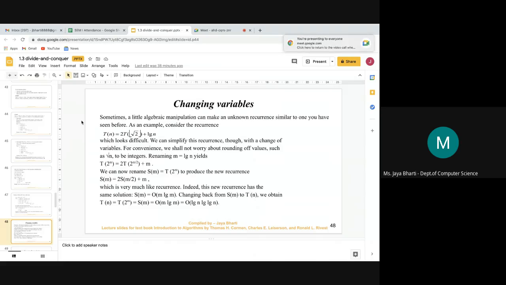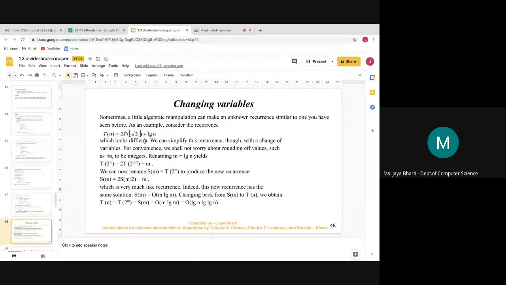Okay, so we will see the changing variables now. Suppose the time complexity function is given like T(n) = 2T(√n) + log n. How will you solve a function like this? That's why we need to see the change of variables.